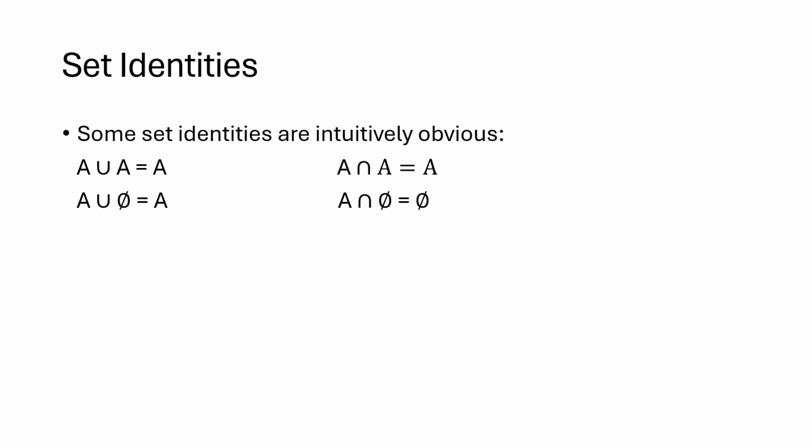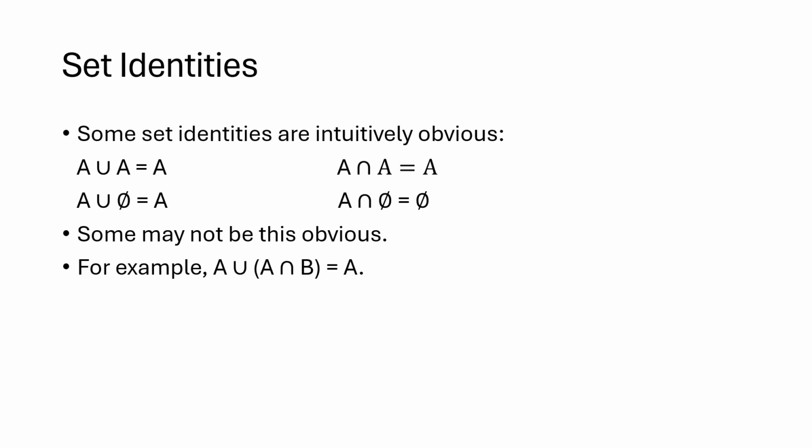And if we take the intersection of any set with the empty set, because the empty set doesn't have any elements, it doesn't have anything in common with any other set either, so the intersection of empty with anything is empty. So if we think about the definition of the operations union and intersection and the empty set, these set identities are more or less obvious why they hold. But there are other set identities that are not as obvious.